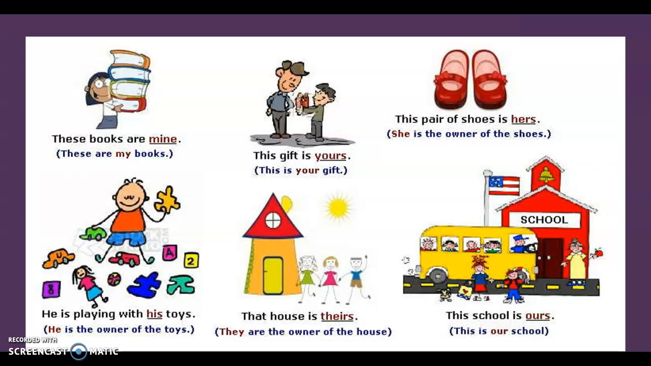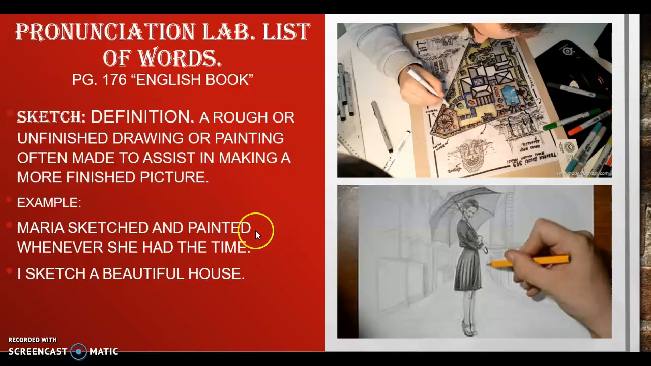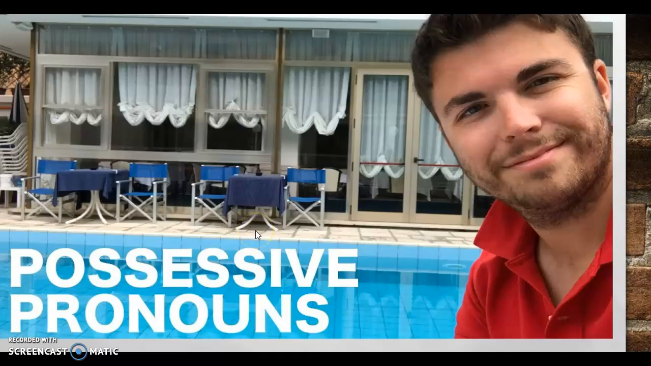This school is ours, including yourself. This is our school. See, possessive adjective. This school is ours. So I hope, guys, these sentences will help you a little bit. Like I said, you need to work and write some sentences in your English book on page 175 and 186. Possessive pronouns. What can you say about this picture?